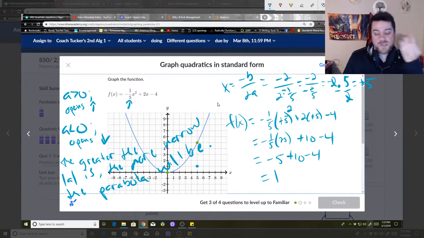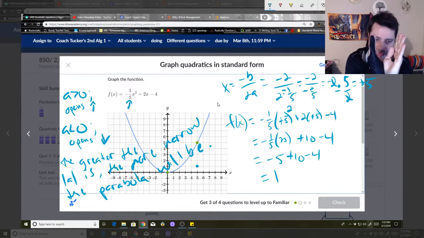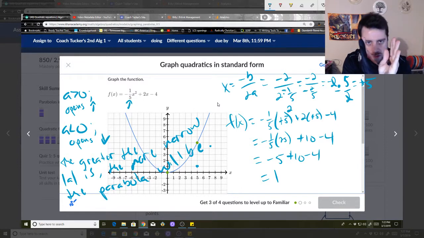Okay? So the greater the absolute value of A is, the more that thing is just going to sit there and it's going to balloon up fast. Because think about it. You're squaring a term and multiplying it times. The thing's going to blow up. Now, the smaller it is, in other words, the closer to 0 it gets, the wider it will be.